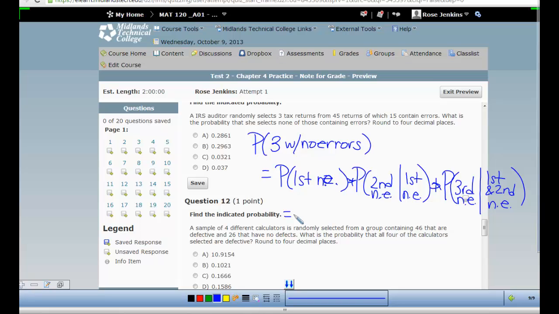All right, let's see, altogether it's 45 returns. 15 contain errors, which means 30 of the 45 don't, right? So it's 30 without errors, am I right? So it'd be 2/3. All right, but we took that one out. So what's the probability that the second one is no error, given that we've removed one that was no error? 29 over 44.